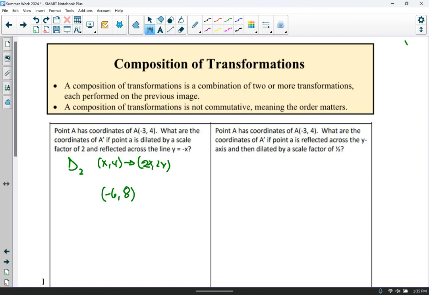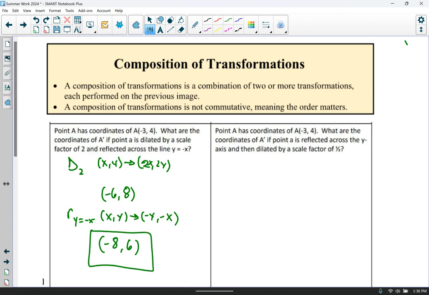Now we'll do our reflection over the line y equals -x. We want to remember that the rule is (x, y) goes to (-y, -x). That's something I would look up if I didn't remember it. Using that rule, (-6, 8) is going to go to (-8, 6), and that would be our final answer. We could label that A prime as our final image. If we were asked for the in-between point as part of our answer, we'd label that A prime, and then the last one A double prime.